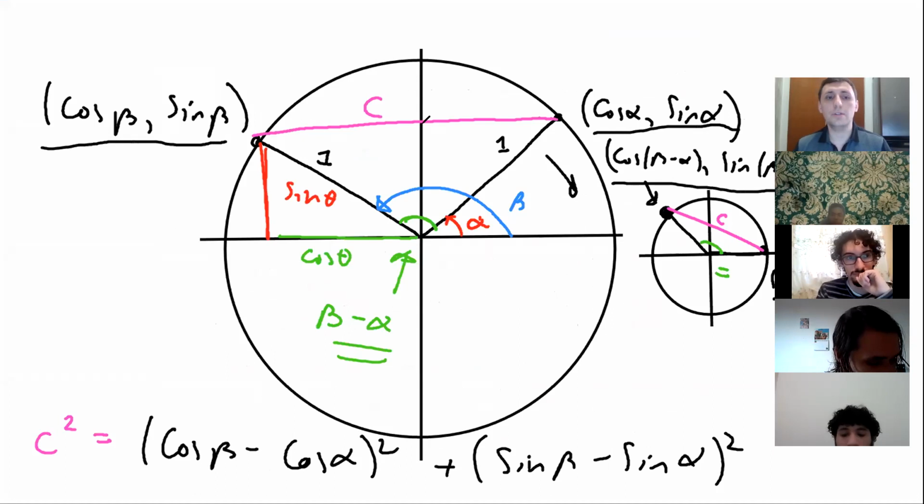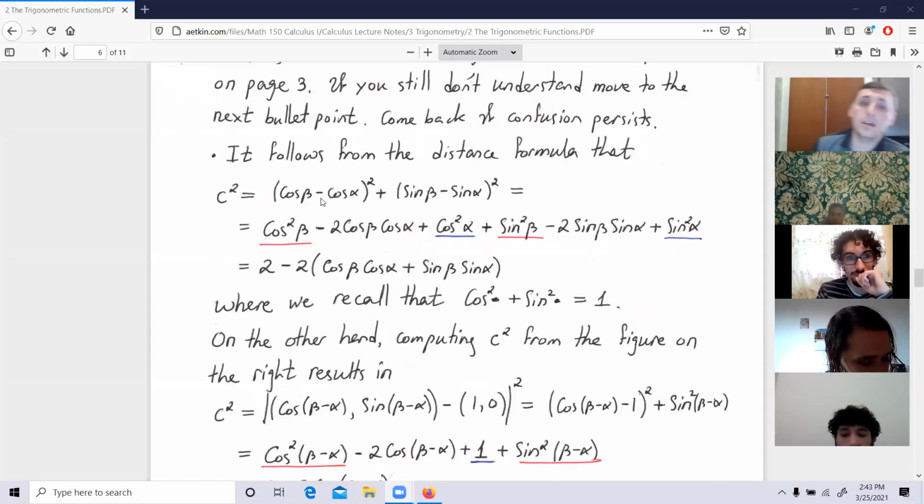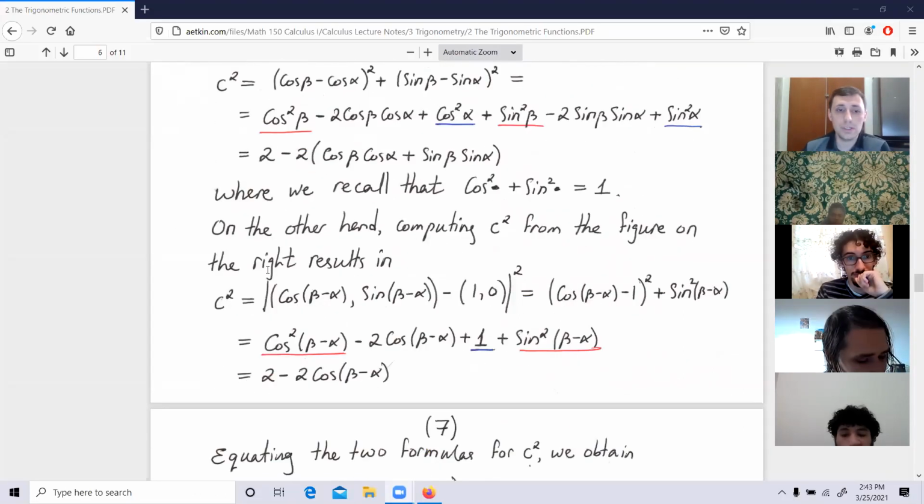So what do you get? You get that c squared is cosine beta minus alpha minus 1 squared plus sine beta minus alpha minus 0 squared, which is this formula. And then when you simplify, cosine squared beta minus alpha and sine squared beta minus alpha disappear. There is the 1 here. And what you get is 2 minus 2 cosine beta minus alpha.